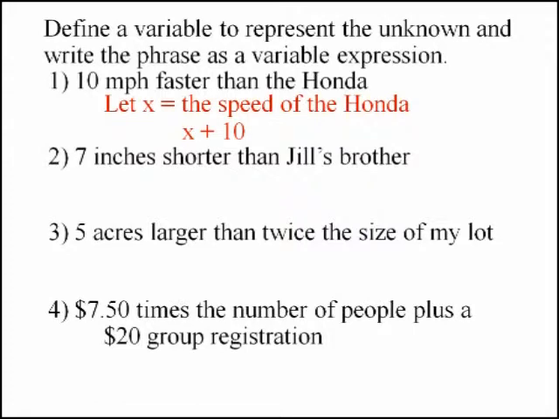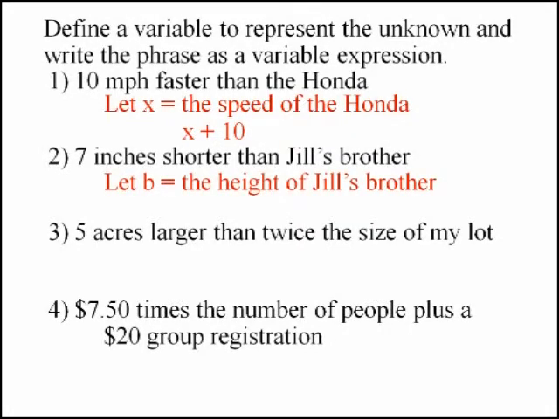7 inches shorter than Jill's brother. Again, we don't know the height of Jill's brother, so we'll define a variable to represent that unknown. b is the height of Jill's brother. You could use whatever variable you want. Shorter than is like less than, so it's going to be b minus 7.